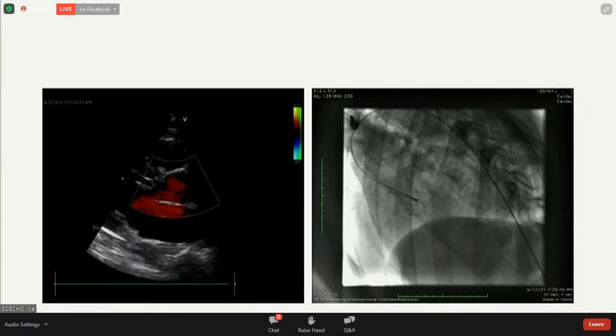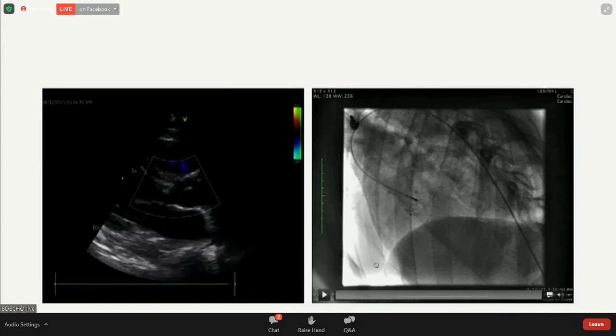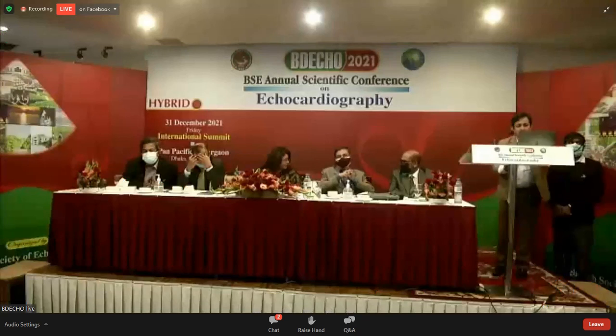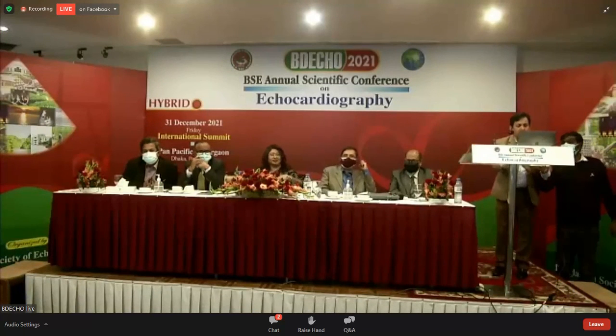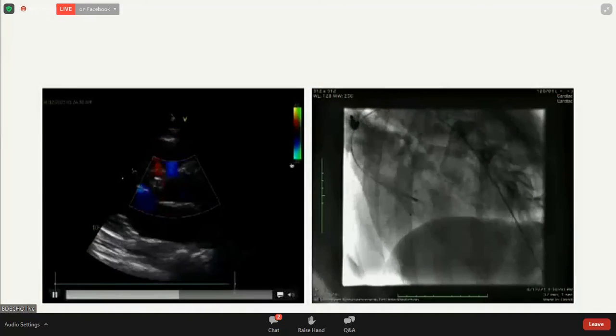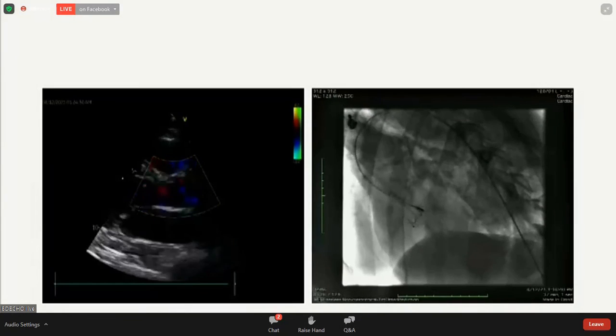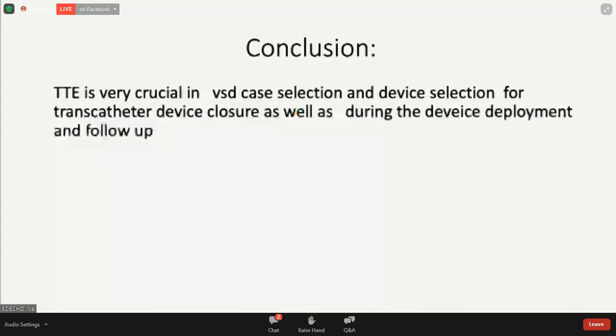And we assess the VSD device just before deployment, and it is showing there is no aortic regurgitation, and we have deployed this device successfully, a 6x6 ADO2 VSD device.